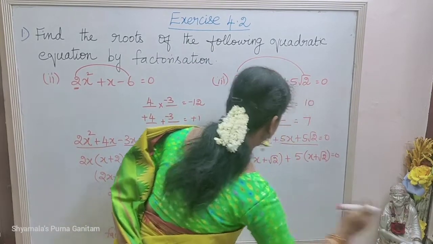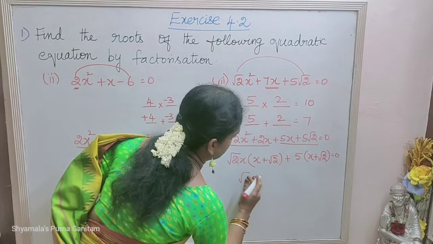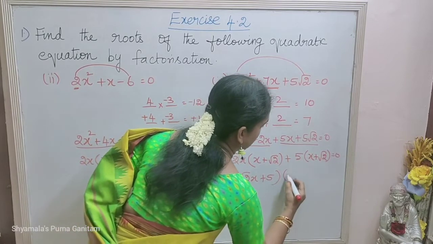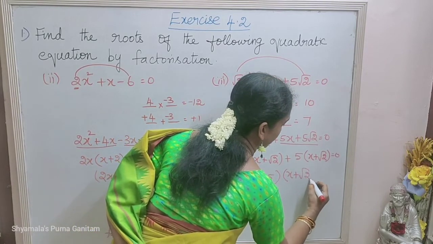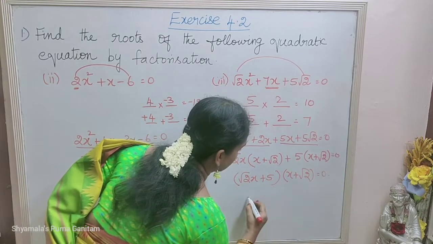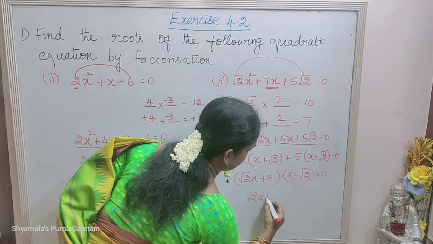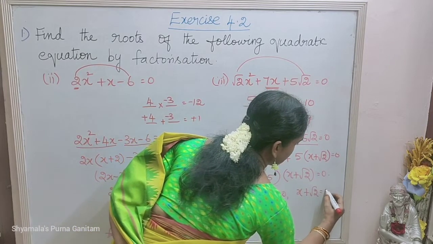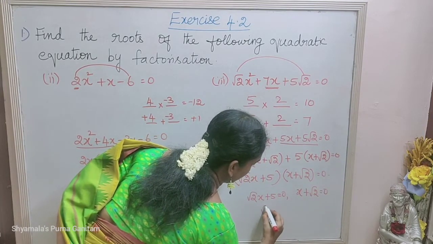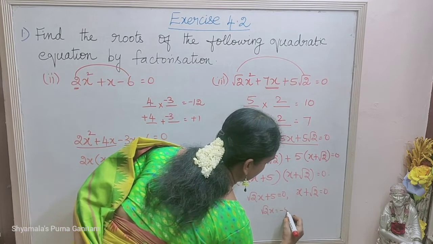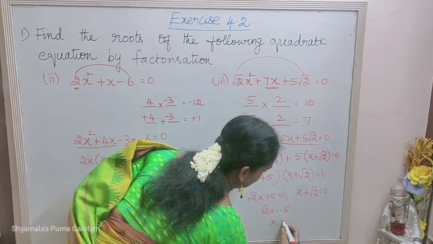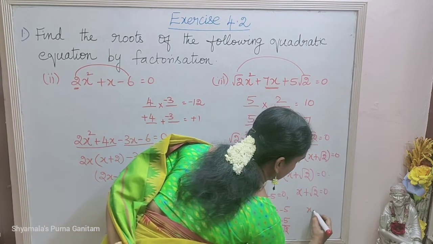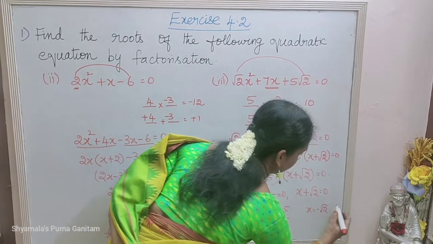Then we'll take root 2x plus 5 common. The remaining is x plus root 2 is equal to 0. So root 2x plus 5 is equal to 0 and x plus root 2 is equal to 0. So root 2x is equal to minus 5 and x is equal to minus 5 by root 2. Then here x is equal to minus root 2.